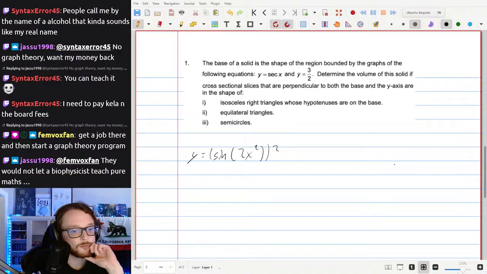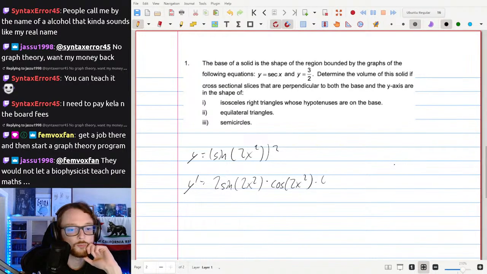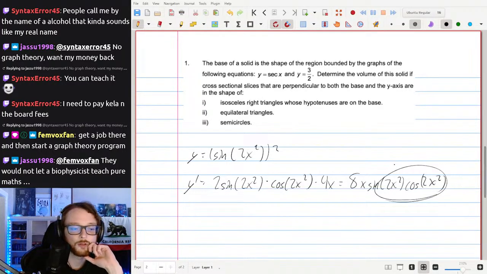Someone in the YouTube chat asked to find the derivative of this. So this is a chain rule followed by, I guess it's two chain rules. You get 2 sine 2x squared times cosine of 2x squared times 4x, and now we just simplify. So 8x sine 2x squared cosine 2x squared. If you're feeling fancy, you could use a double angle formula on the sine cosine, but I don't think there's a reason to.